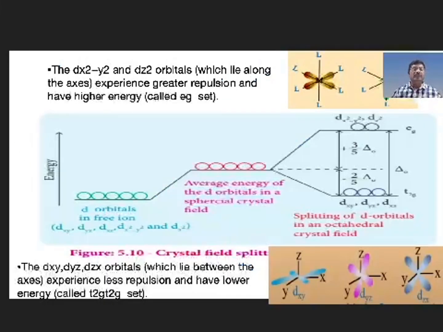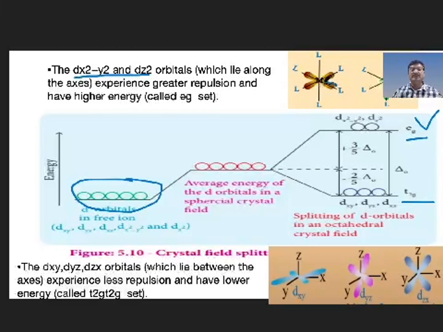And when you come to the splitting of d orbitals in an octahedral complex, the degenerate orbitals split into two energy levels. One is the Eg energy level, the other is the T2g energy level. How do they split into two energy levels? In the octahedral structure, ligands are present on the axes, and the dx square minus y square and dz square orbitals are also present on the axes.